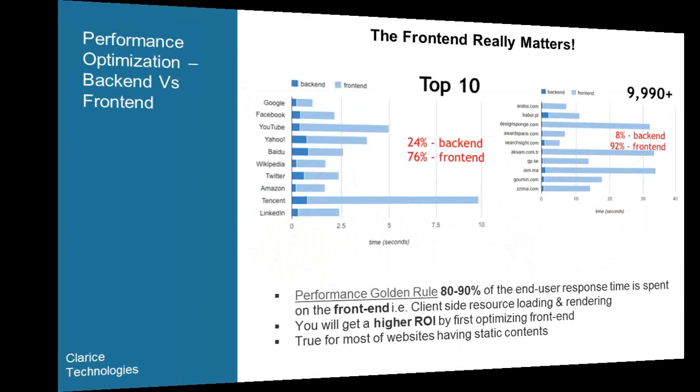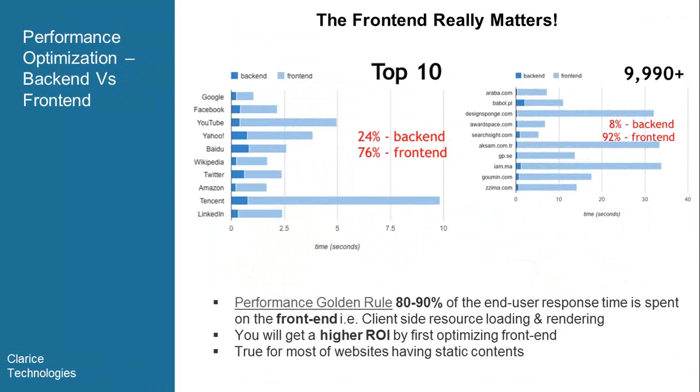Since there are two aspects, backend and front end, which one should we optimize? There is always a debate about whether we should optimize the front end or the back end. The reason is based on recent studies, or the performance golden rule, coined by Steve Souders in 2010 or 2012, which says 80 or 90% of end user response time is spent on the front end. The front end meaning client-side resources loading and rendering.